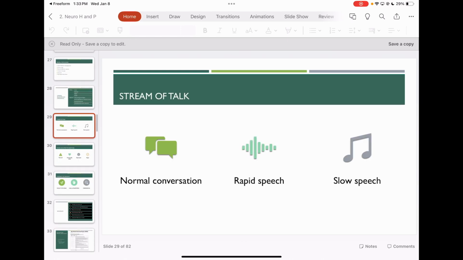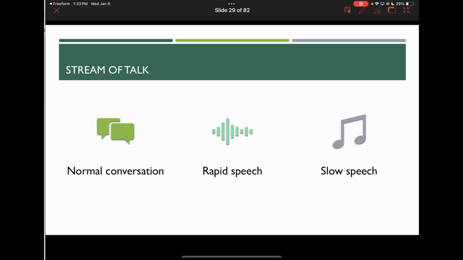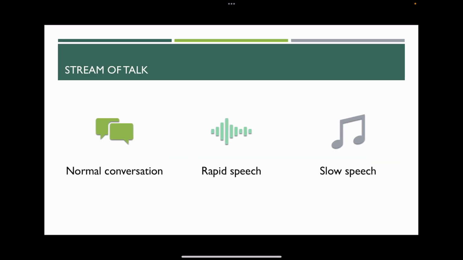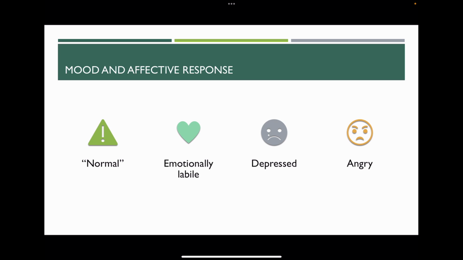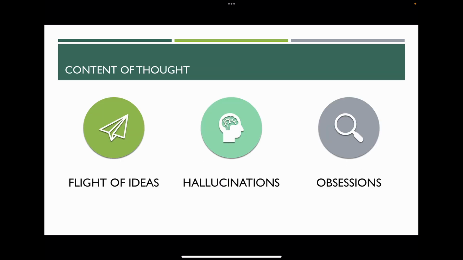Here we are. Okay. So normal conversation. Rapid speech, slow speech. Are they very slow in their words? Very quiet, rapid, and so forth. Mood, affective response. Is it normal? Emotionally labile, there's no affect. Depressed, angry. How is your patient? How do they appear to you?